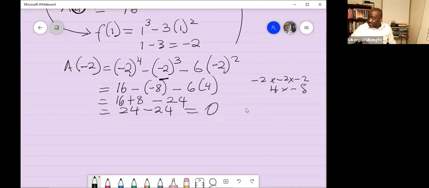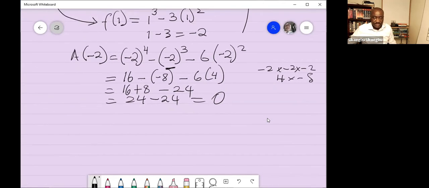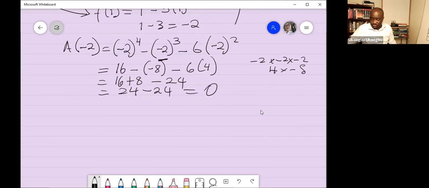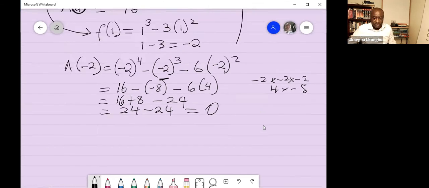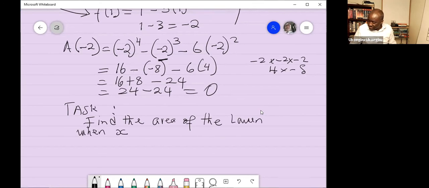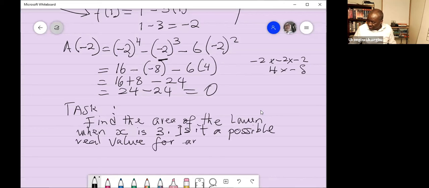Just to conclude this, find a value when x is 3 and upload your result. Task: find the area of the lawn when x is 3. So you can say, is it a possible real value for the area of a rectangular lawn?